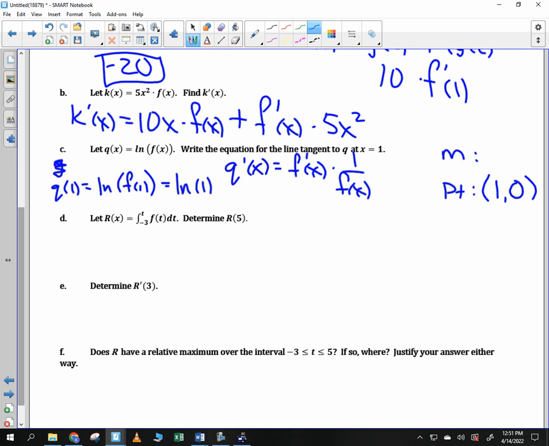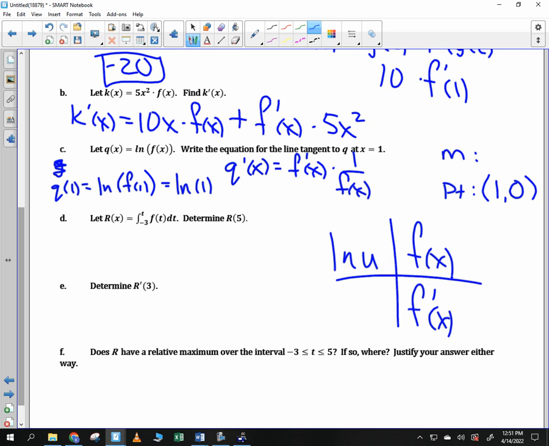I'll show you another way to set it up if you want to. You could have set it up using your boxes. You could have the natural log of u and f of x. The derivative of f of x is f prime of x. And the derivative of natural log of u is 1 over u. Notice how the f goes into the bottom there, and then f prime will be on top, right? So that's all we got to find the slope.